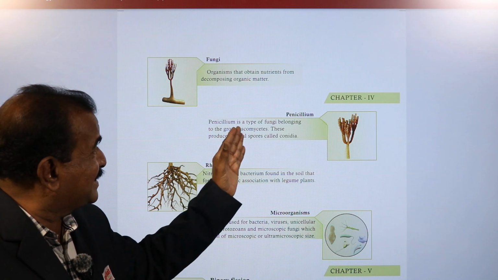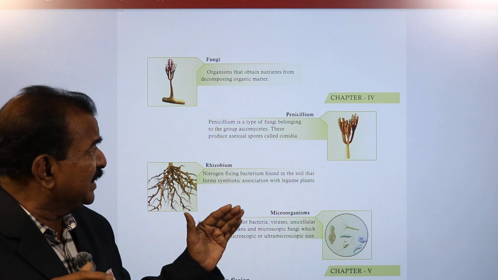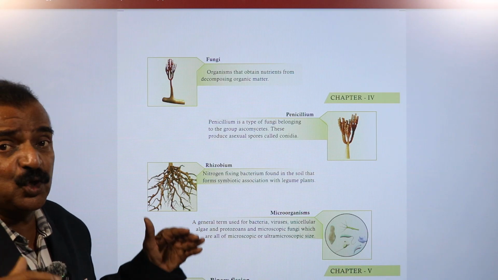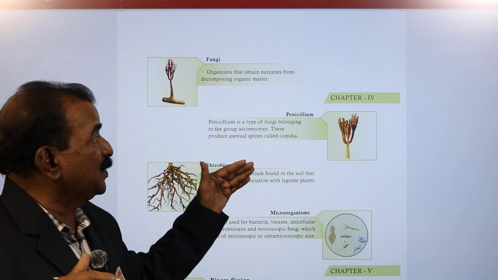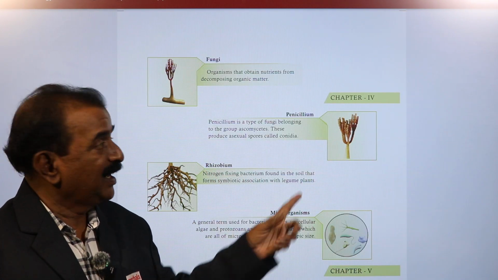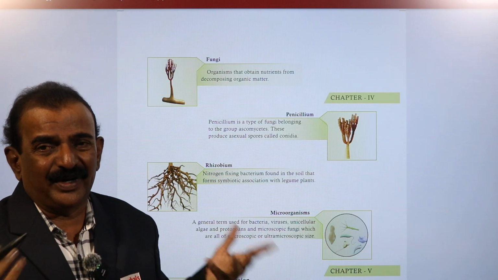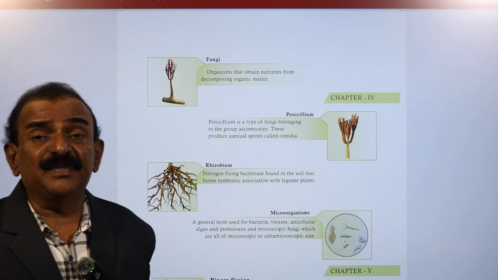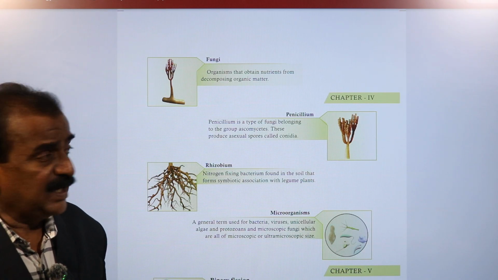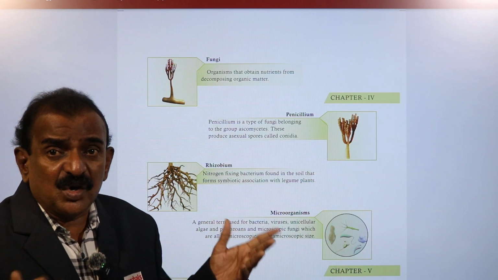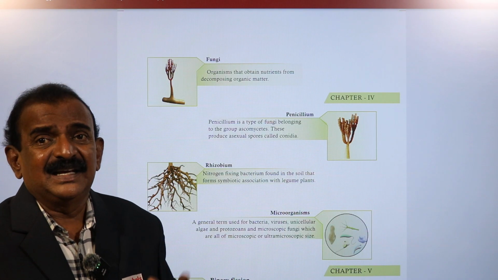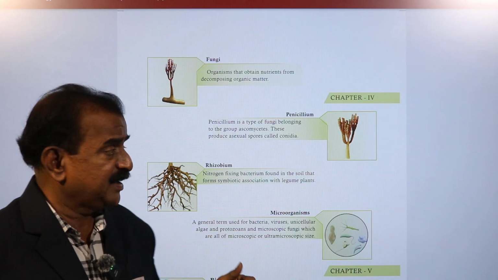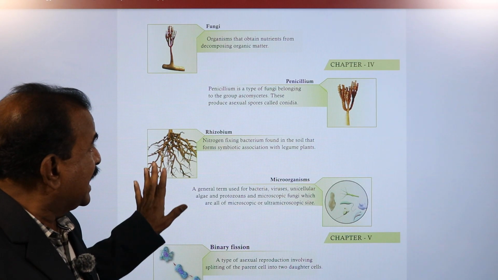So there you see Penicillium is a type of fungi belonging to the group Ascomycetes, and they produce asexual spores by means of conidia. These conidial spores are formed by asexual reproduction, and from Penicillium notatum we extract penicillin, which is a chemical and an antibiotic. And now we are observing Rhizobium.